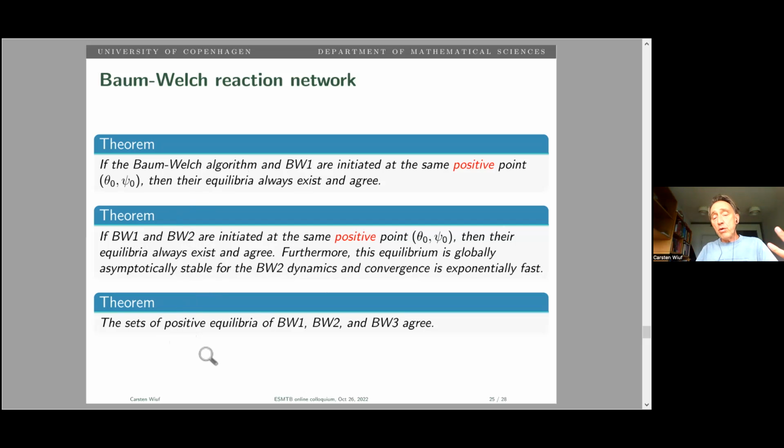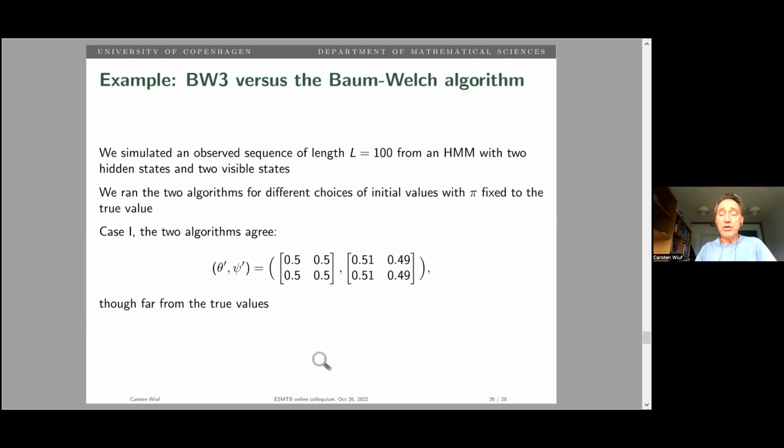For the BW3, we know less, but what we can say is that the positive equilibria of the three different reaction networks are actually the same. So in principle, it's the same equilibria we can obtain, but we cannot say that when started at the same values, they would actually produce the same equilibria, because they might produce different equilibria, and that we have examples of. So I want to show you some example here before finishing up.